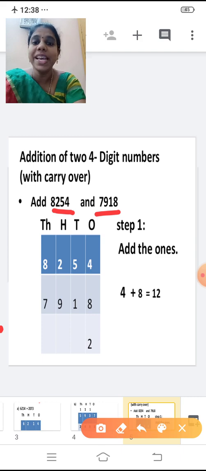Now the second number, 7,918. So write 7 in the thousands place, 9 in the hundreds place, 1 in the tens place, and 8 in the ones place. Shall we add this now?